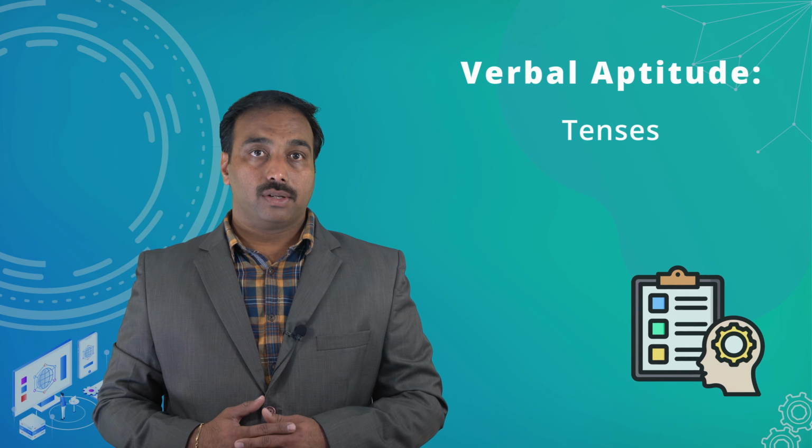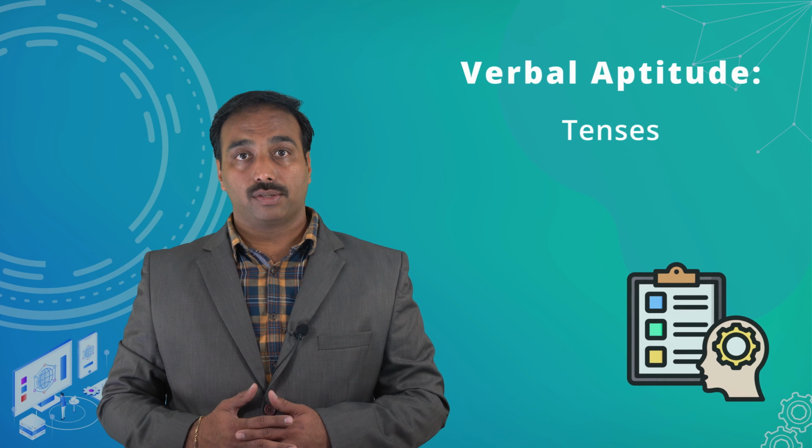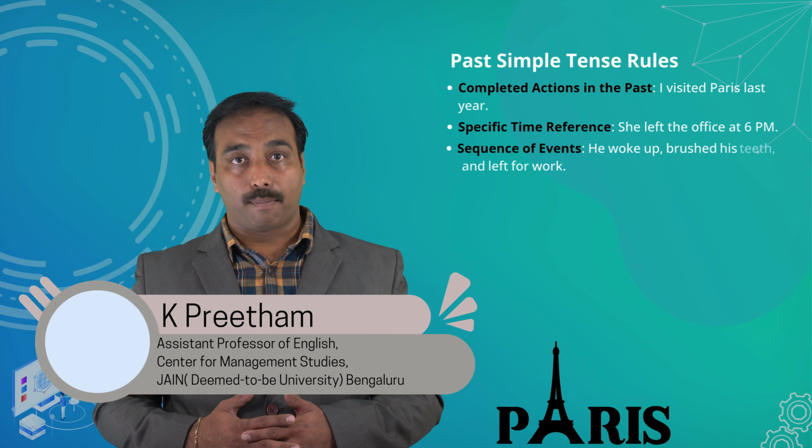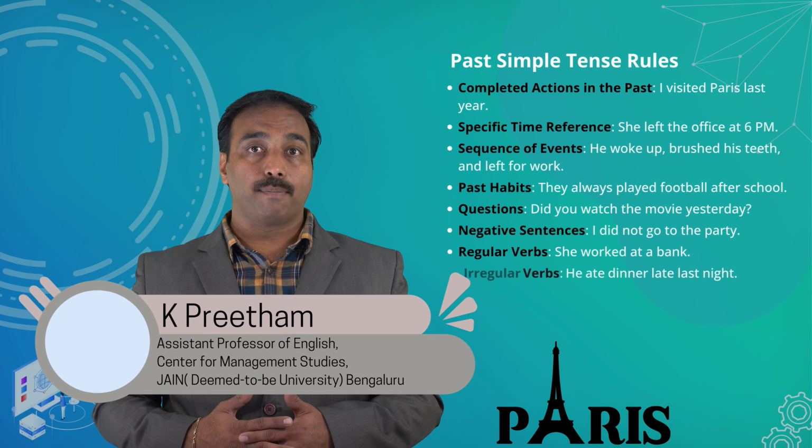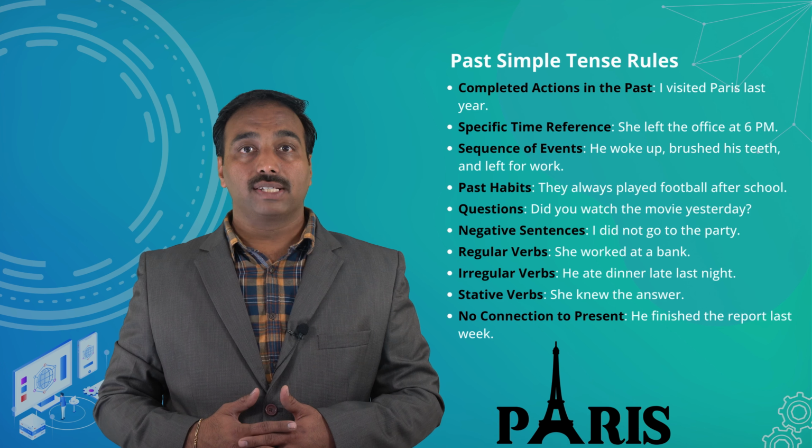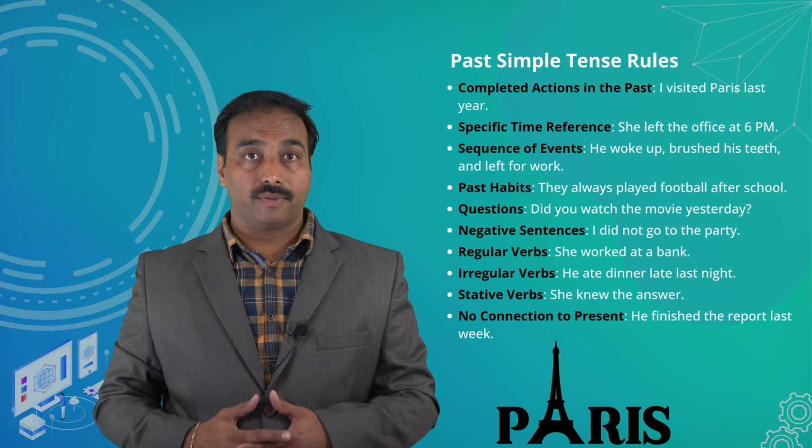Past simple tense. Let us go through some of the rules related to this. It is used with complete actions in the past. It describes actions that happened and were completed in the past. For example, I visited Paris last year.